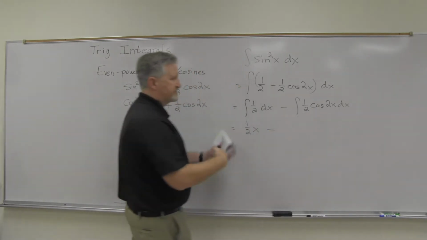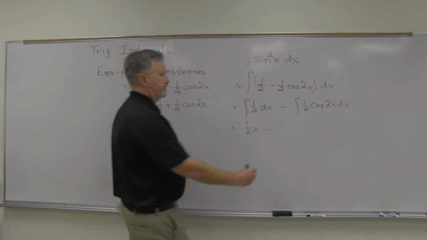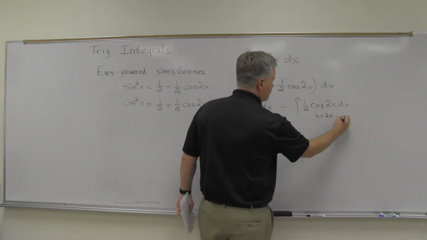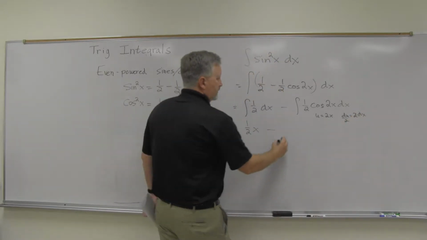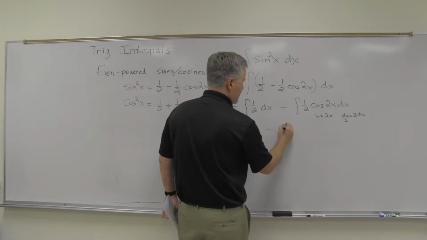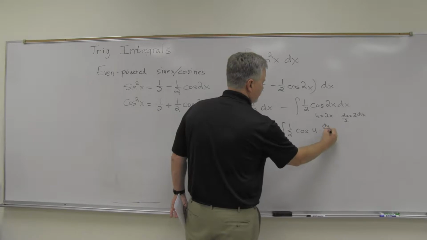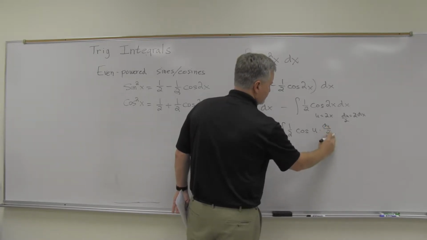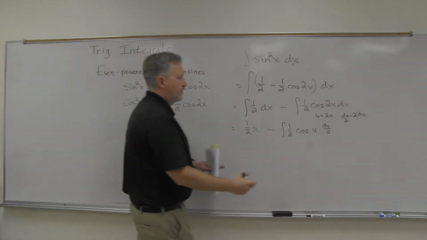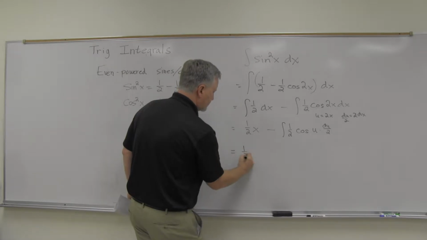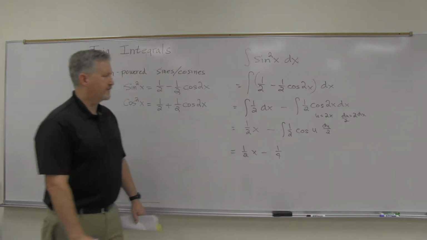Now for the second part, it's a simple substitution. Just let u be 2x, then du is 2dx, so du over 2 would be my replacement for dx. So I have cosine of u and then du over 2. That's 1/4 now, because you have 1/2 and basically a half over there.